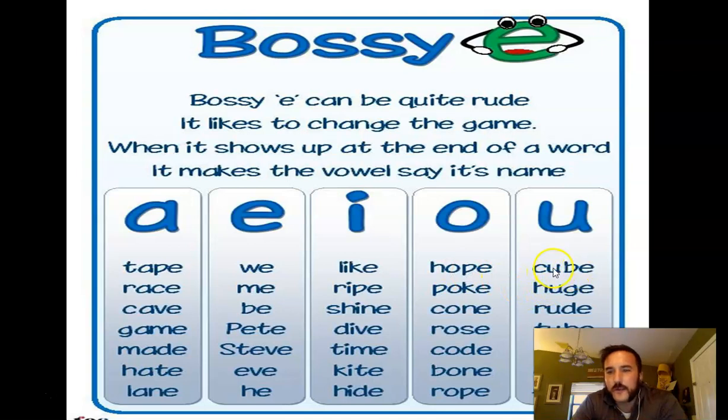We use this word a lot, cub to cube. How about hug, right? If there's no final E, just a hug. Not just a hug, but you put the final bossy E at the end. You change this short U to a long U, and it's huge there, right? So same exact stuff we've been dealing with all week.